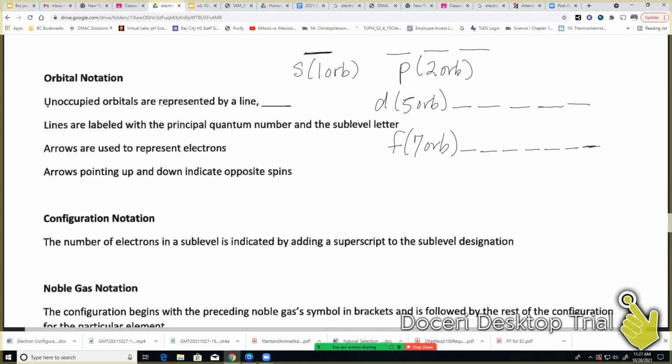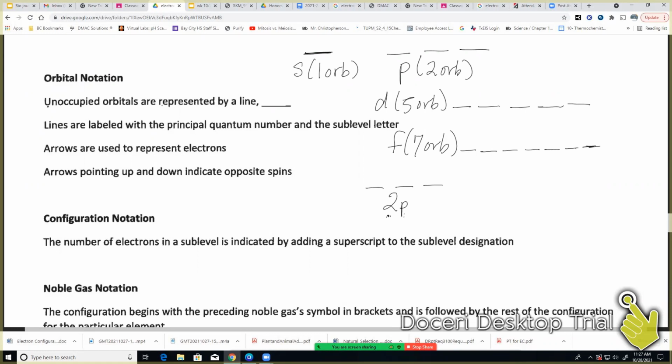The lines are labeled with the principal quantum number and the sub-level letter. So let's say that I was in 2P. Because it's a P, it would have 3 lines, and I would label it with the energy level, with its principal quantum number, and then what sub-level it's in.